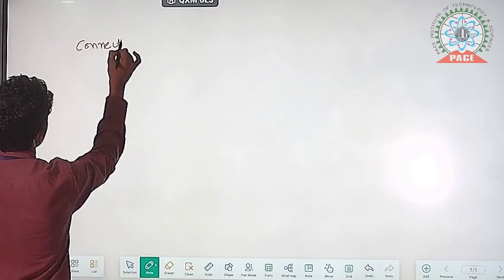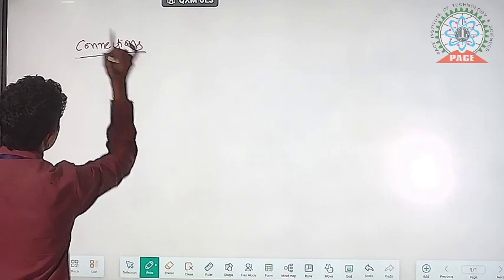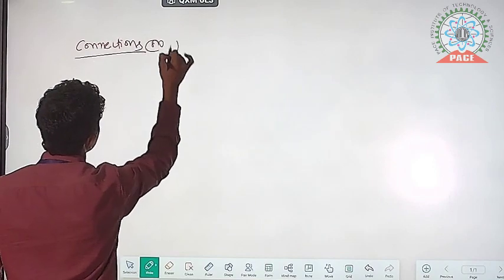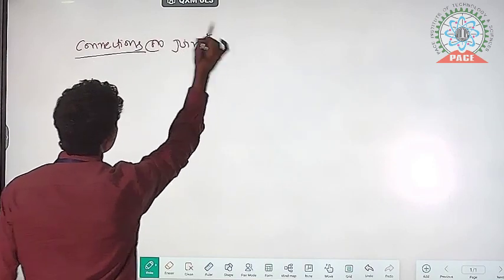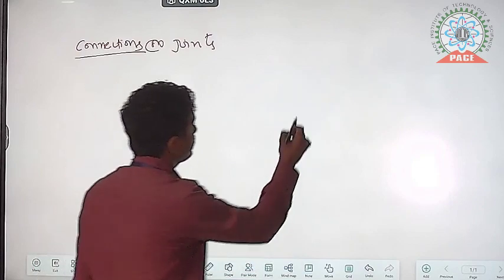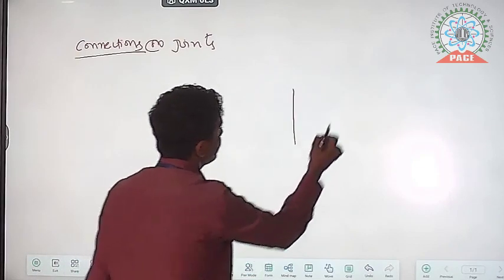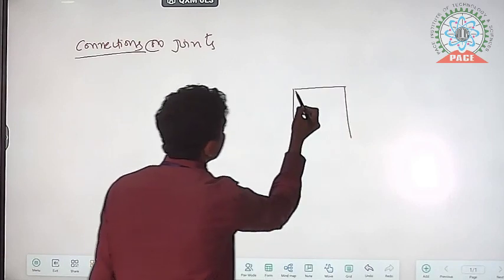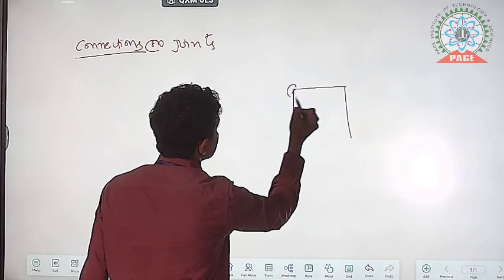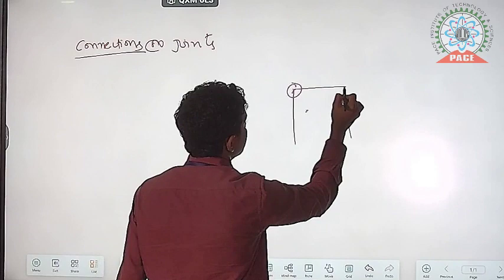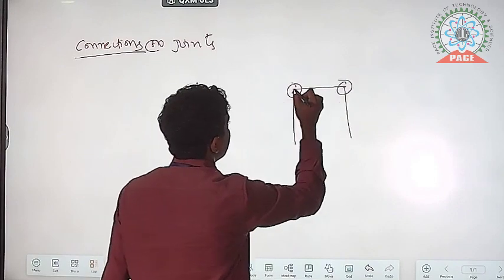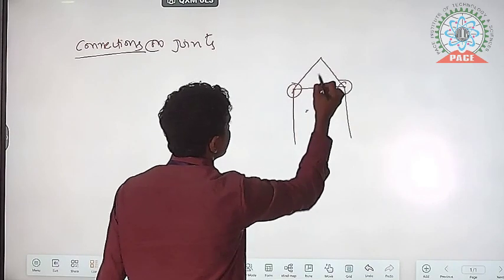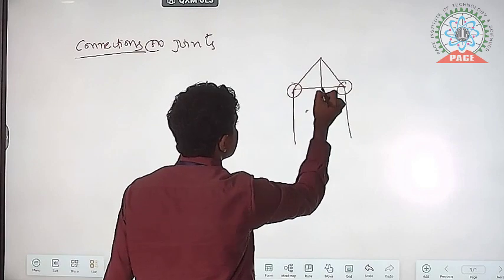Connections are joints. This means, for example, this is one column, this is another column. Here both connections are very important. And then this is the roof truss. This connection is also very important. At the bottom this connection is also important, and this connection is also important.